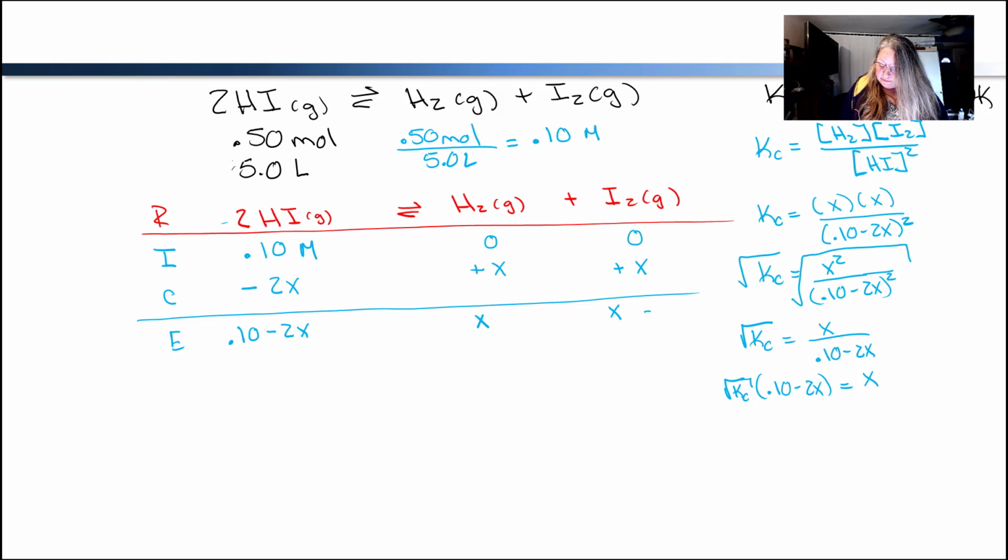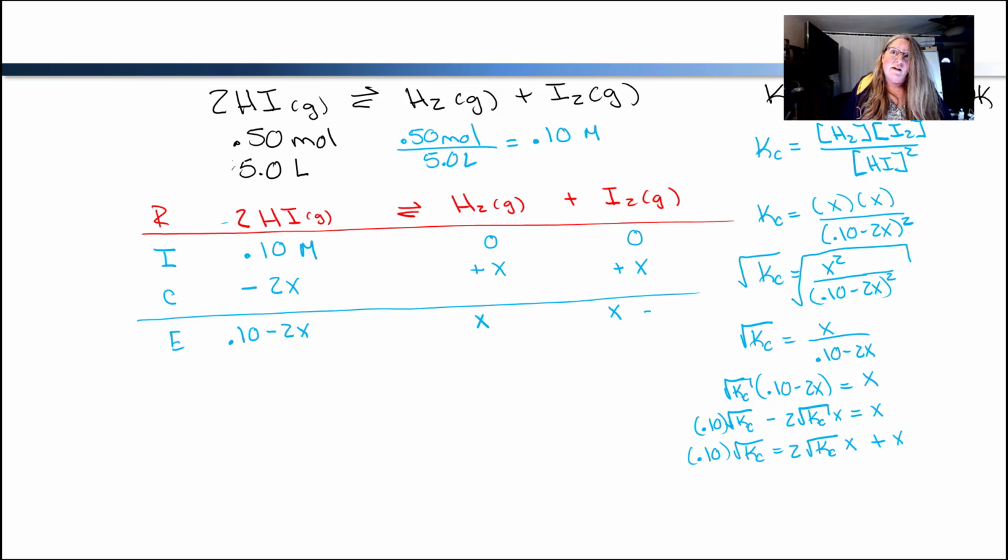To get x on the other side, I'm going to distribute my square root of Kc. So I'll get 0.10 times the square root of Kc. Let's make sure that's clear. Minus 2 square root of Kc times x equals x. I need the thing I want on one side of the equation. So I'm going to take this 2 times root Kc and move it over to the other side. I have 0.10 times the square root of Kc equals 2 root Kc times x plus x. Just added it to the other side.